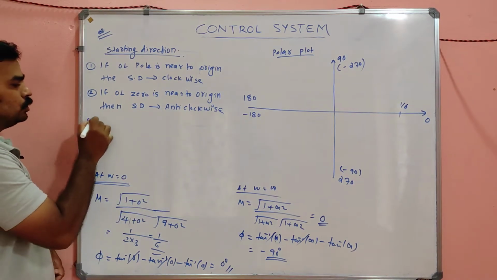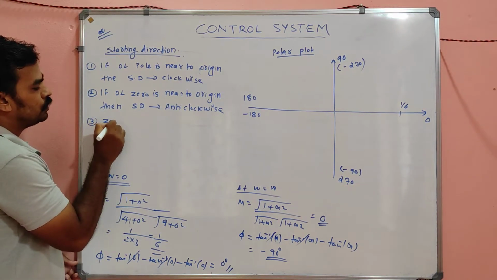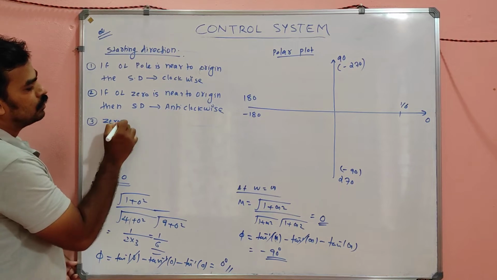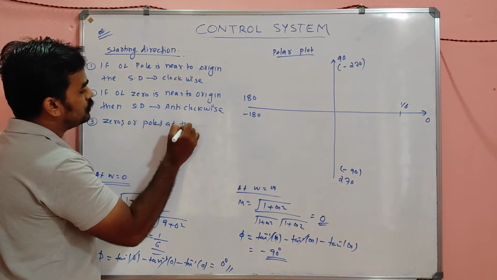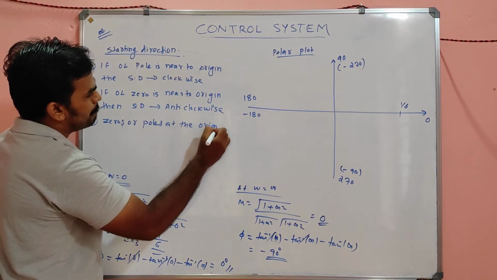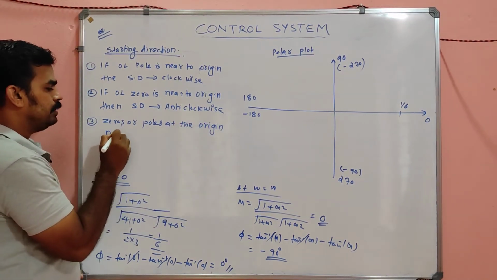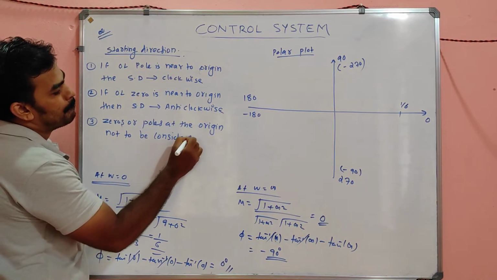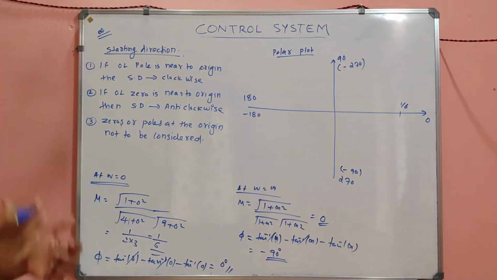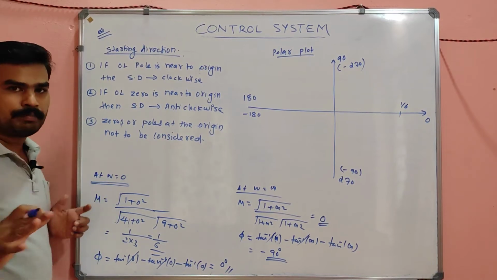Okay. And third rule, zeros or poles at the origin not to be considered. Zeros or poles at the origin need not be considered.